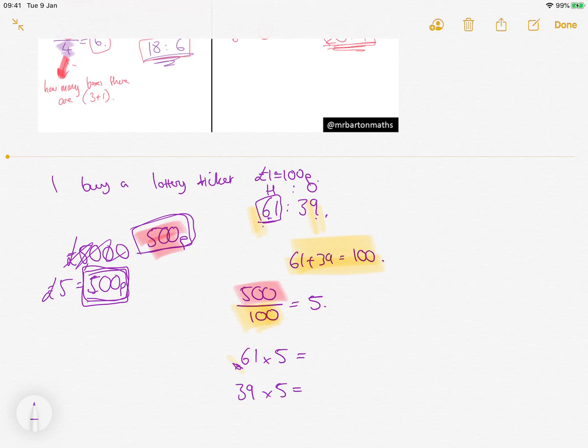So 6 times 5 is 30, 60 times 5 is 300. So I would get 305 pennies, or £3.05, and the other person would get 195 pennies. 40 times 5 is 200, so take one lot of 5 off that, and that goes to 195, and then I can see that they add to 500p as well. So add the ratios, divide what you're sharing by the sum of those ratios, then times it by what each person's share is. That's the way to do it without drawing boxes.